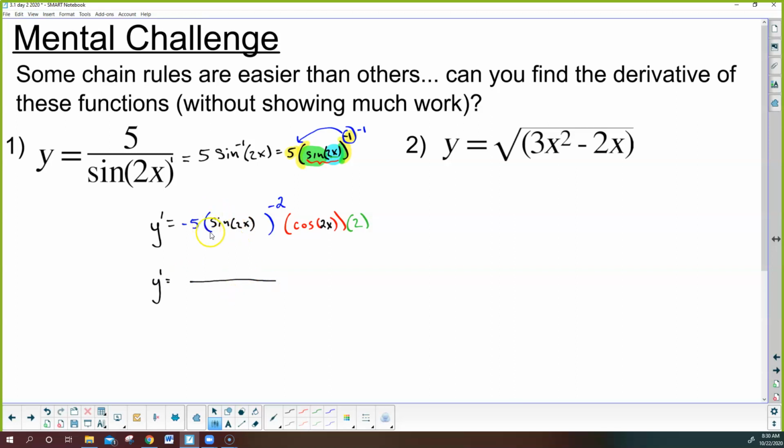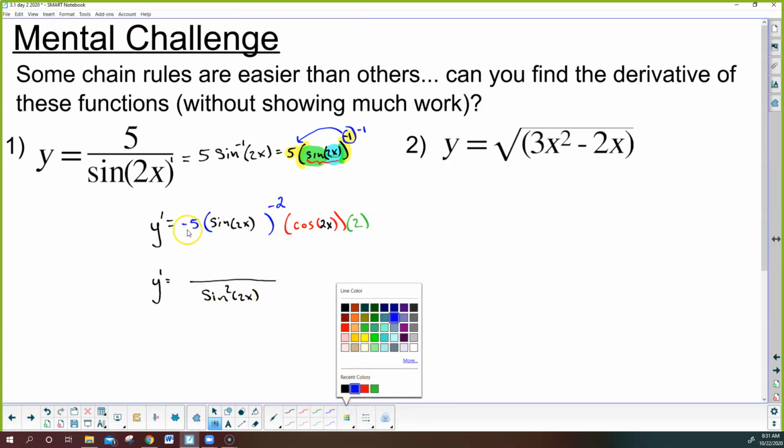So here's what I notice. The sine of 2x is raised to the negative second power. So I'm going to take the sine of 2x and I'm going to raise it to the positive second power. And again, we could put the 2 here, or you could put it on the outside up here.